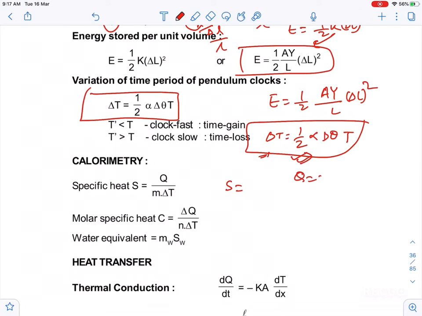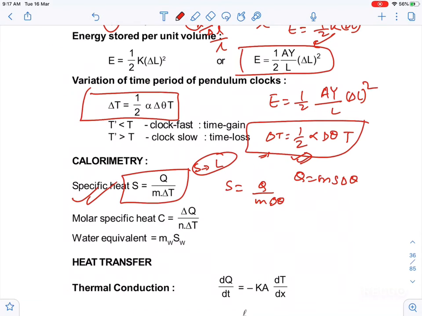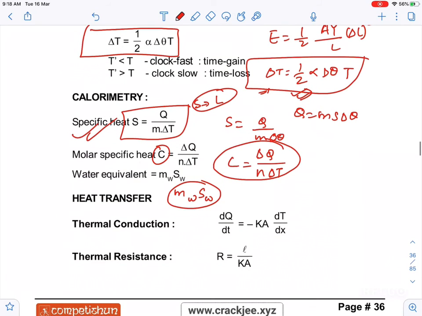Okay, now calorimetry, you know that Q is equal to ms delta theta, guys. Delta theta or delta T, what you can write? So this S can be written as Q by m delta theta. That's how I have written specific heat capacity. Now guys, keep in mind, in case of solid and liquid, the specific heat capacity term you will use, but in case of gases, molar heat capacity you will use, and molar heat capacity is similar to this specific heat capacity, with delta T, which is C. Now water equivalent is what, guys? Mass of water times specific heat of water is water equivalent.